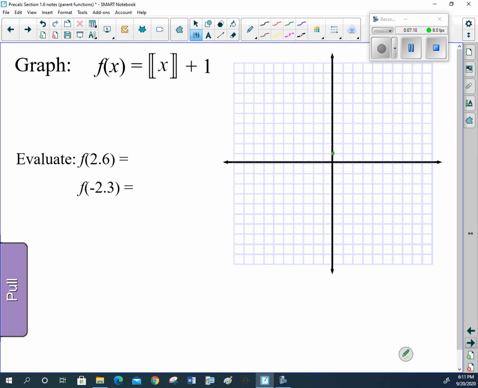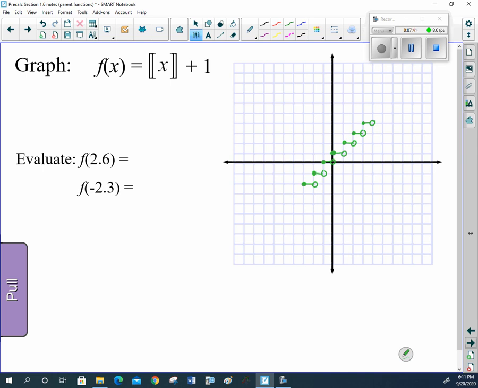So closed circle here, open circle here, and then you just repeat closed circle, open circle, and you can graph as many as you need to. We'll go the other direction. So this is a closed circle, open circle at the origin, closed circle, open circle, closed circle, open circle, and so on.